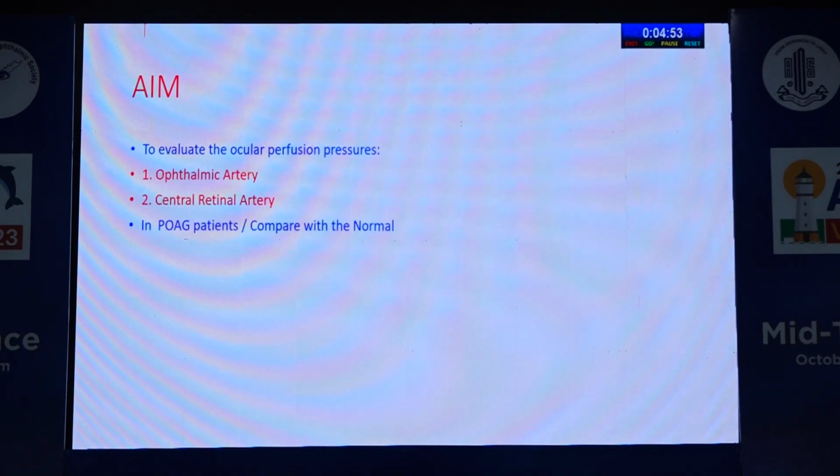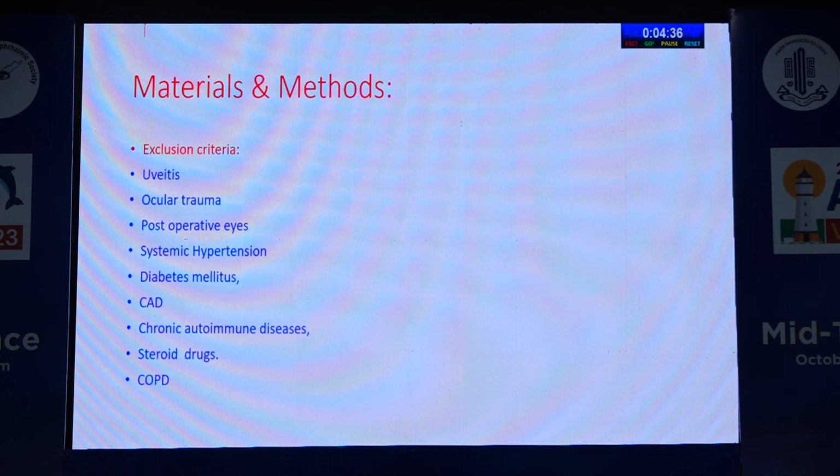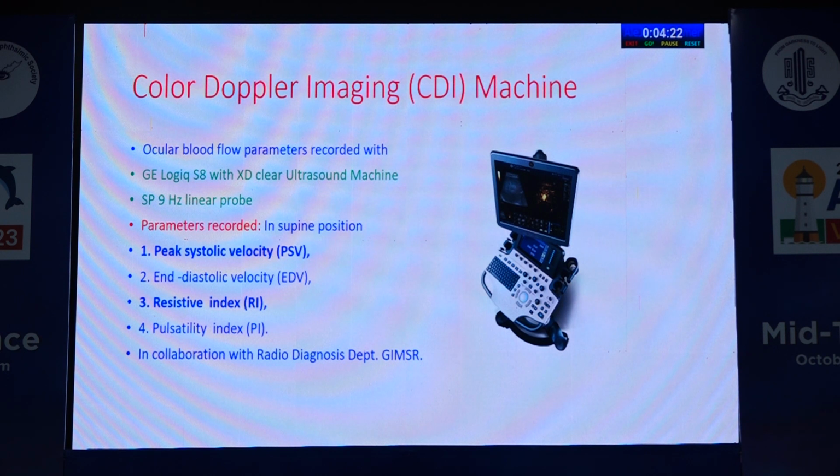Our aim is to record the ophthalmic artery and central retinal artery perfusion pressures. We have done this study at the Geta Ministry of Medical Sciences in collaboration with the Radio Diagnosis Department. We included 20 patients with open angle glaucoma and 20 controls. We excluded uveitis, ocular conditions, ocular trauma, post-operative eyes, and systemic conditions like hypertension, diabetes mellitus, cardiac cases, chronic autoimmune diseases, COPD and steroid use. This is the machine we used, a GE Logic S8 with a 9 MHz probe, and we mainly concentrated on the peak systolic velocity and resistive index.